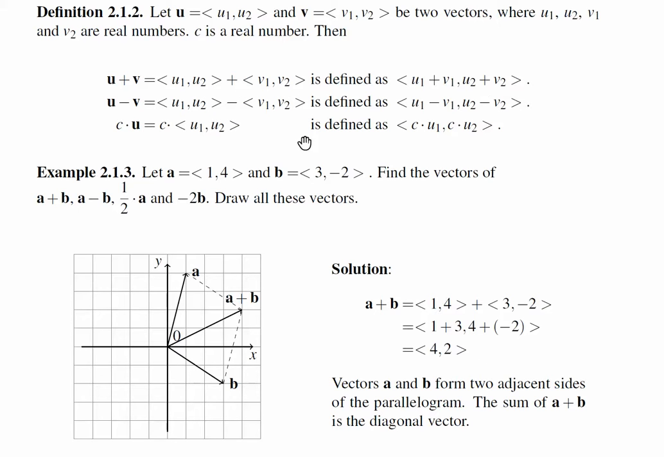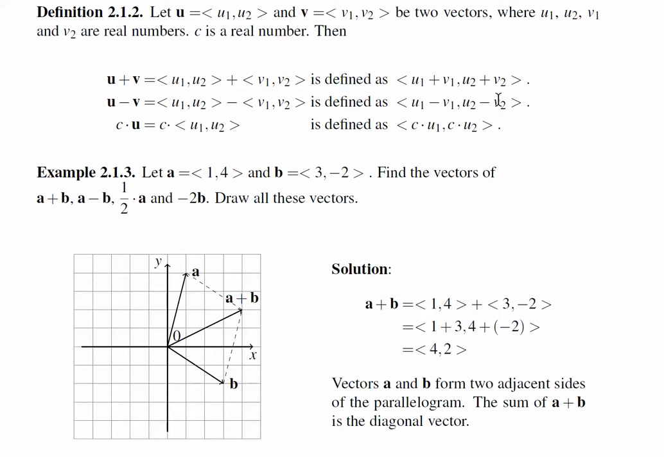Okay. And for u minus v, what you do is use the first component, u1 minus v1, and then u2 minus v2.